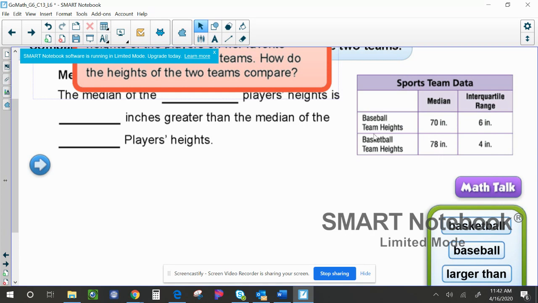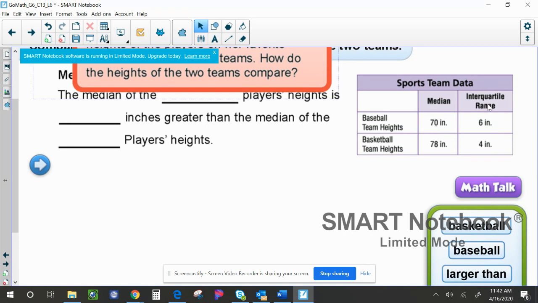So the middle number is larger, right? So I'm critically thinking this, I'm comparing it. Which team has taller players? Well, that'd be the basketball team because their median is higher. Who has shorter players? It'd be the baseball team because their median is lower. Cool. There's one way to compare the teams.